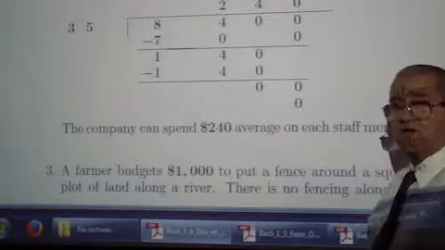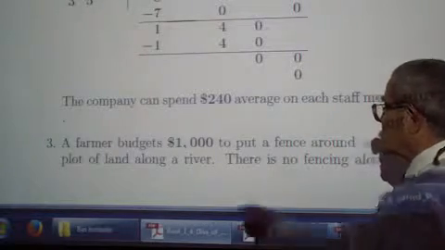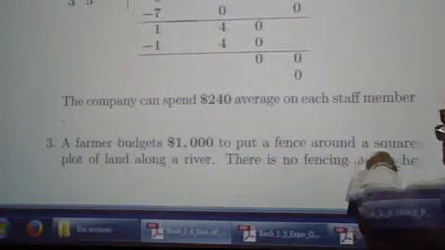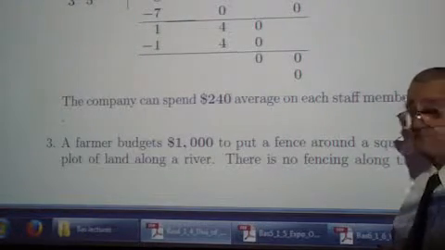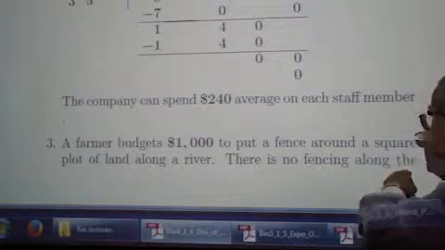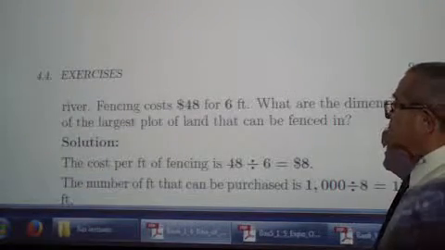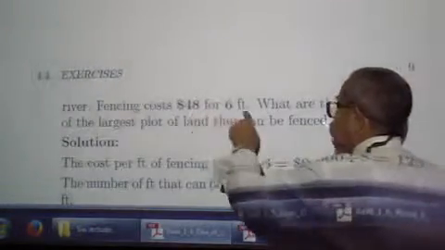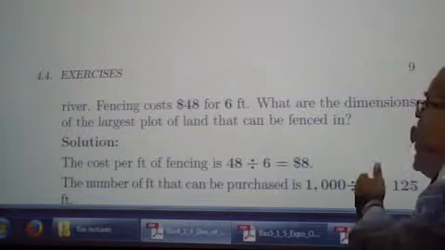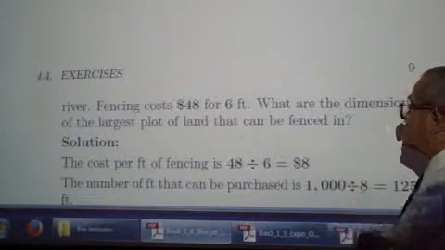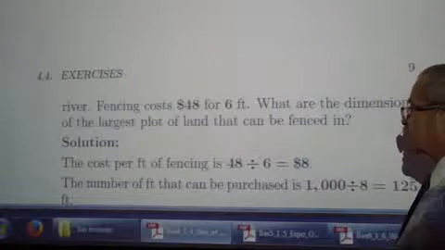So $240. Example 3. A farmer budgets $1,000 to put a fence around a square plot of land along a river. There is no fencing along the river. How much fencing does he need to purchase? If fencing costs $48 for every 6 feet of fencing, what are the dimensions of the largest plot of land that can be fenced in with your budget?